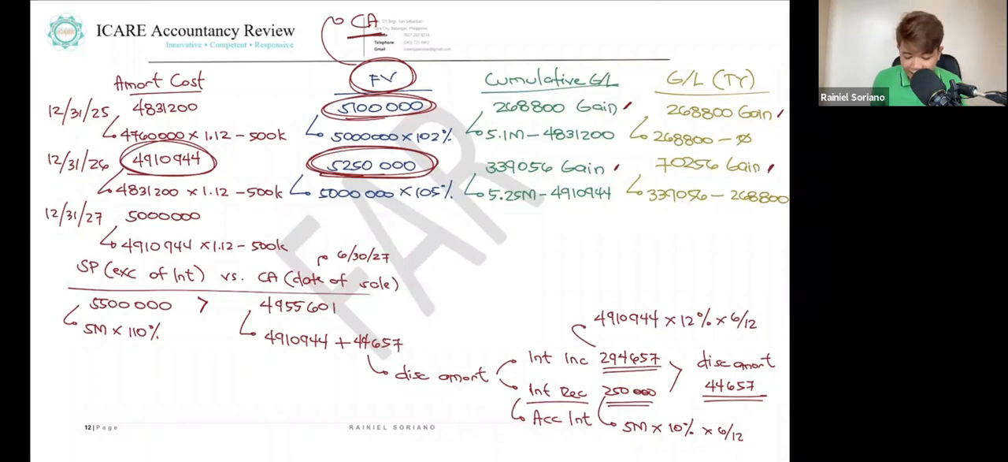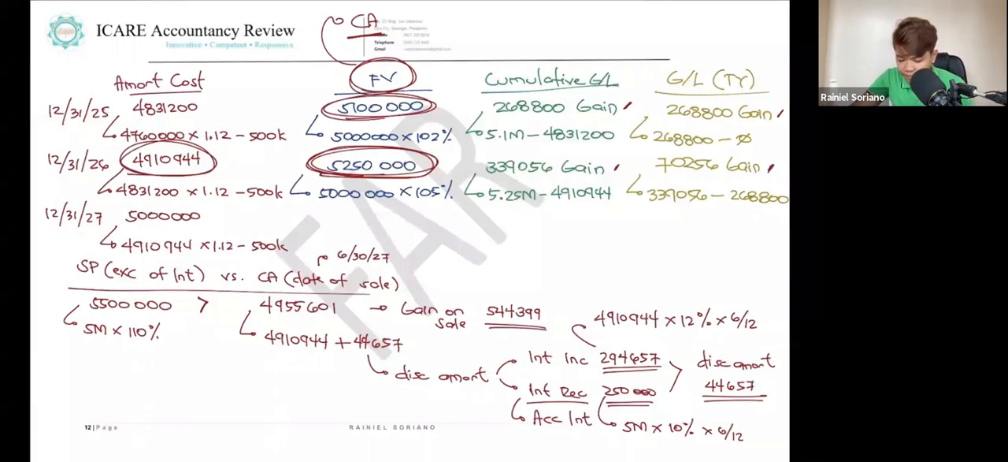Obviously, mas mataas ang selling price. 4,955,000 lang yung binibenta natin, 5.5 million yung nare-receive natin. So apparently here, meron tayong gain on sale. At magkano yung gain on sale natin, guys? The gain on sale here is equal to 5.5 million minus 4,955,601, or this is equal to 544,399.